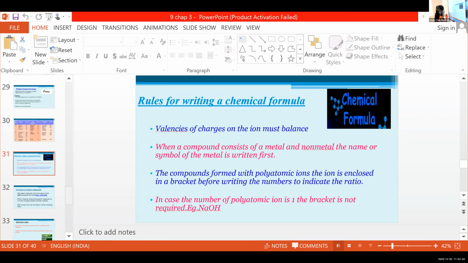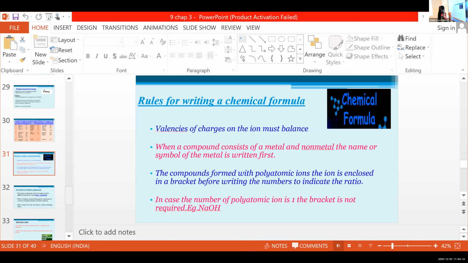First rule, valencies of charges on the ion must balance. When we take a compound, there are different constituting elements, right? So the valencies of the charges on the ions present in that compound must be balanced. When we look at the example, it will be more clear. Don't worry, it is very simple, no need to worry.